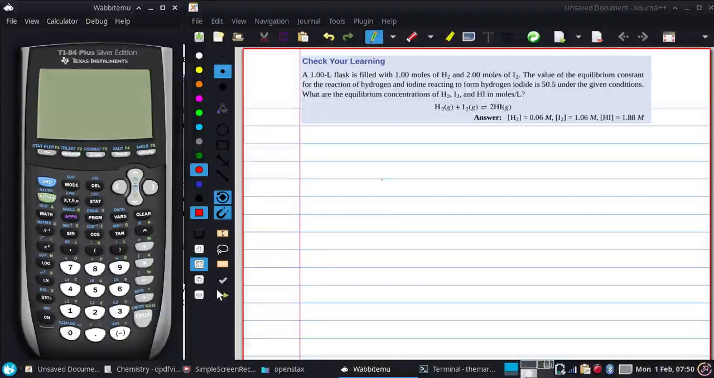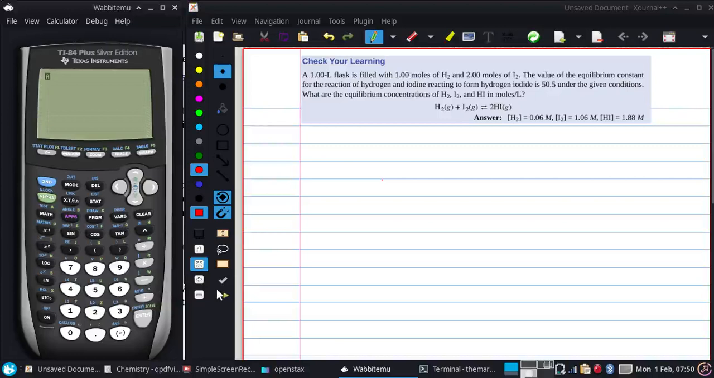Okay, so we're looking at this problem that's part of Chapter 13. It's 13.8, the example, and it's the check your learning one. All right. The problem is we're going to have difficulty getting these numbers exactly to go backwards, so I was going to expand on it some and explain what's going on here. So we're just going to build the problem from how it's written.